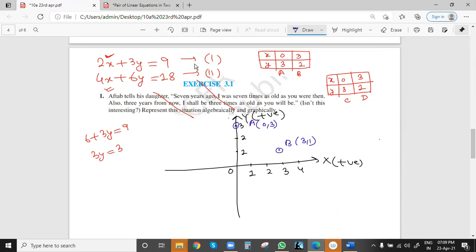See where this will cut the x-axis. If you take y0, x will be 4.5. Because y0 is on the x-axis, you can find 2x equal to 9, x will be 4.5. So somewhere like this is 5, so this will cut here. You can join first. So basically x and y values are important to know where this graph will cut.